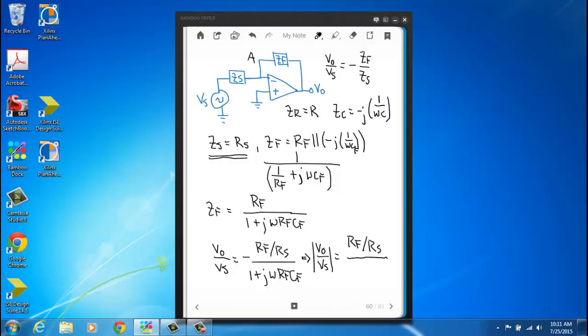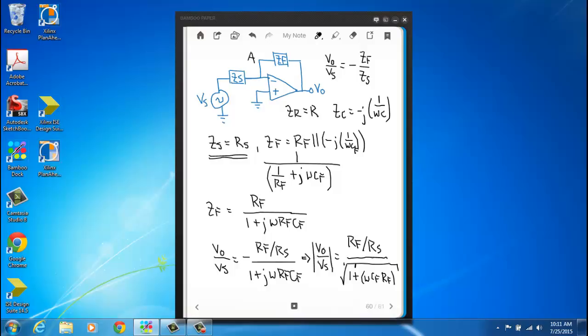Okay, and the magnitude of a complex number is just sum of the squares square rooted. So we got a square root. And then we'll have 1 plus, oops, that tick, ignore that, that's just a mistake with the pen here. So we got omega Cf Rf.